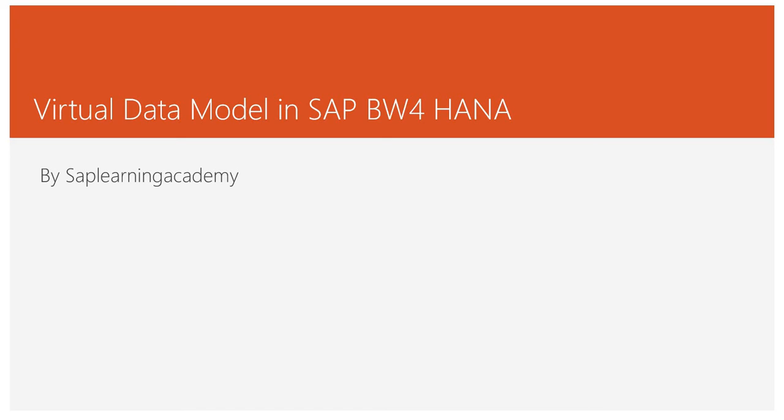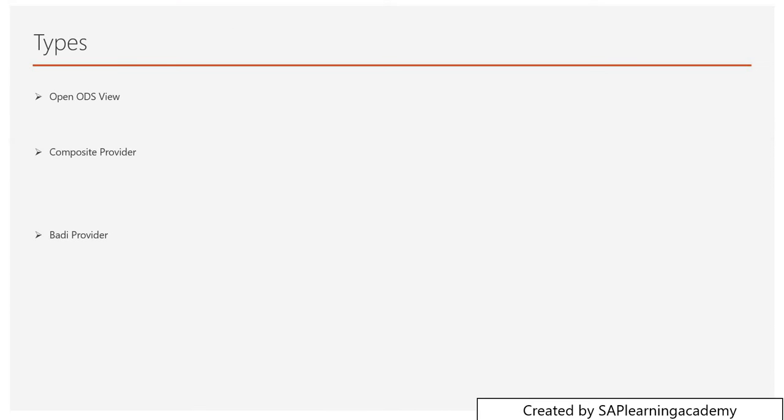In this tutorial today I'm going to tell you about the virtual data model in SAP BW4 HANA. So I will be telling you about the three types, and those are Open ODS View, Composite Provider and Badi Provider, because using these three types you can create a virtual data model in SAP HANA. You don't need to create any persistence layer where you need to store the data, because using these three types you can directly access the data where the data is stored. So I'll be giving you a brief explanation about all these three types one by one.